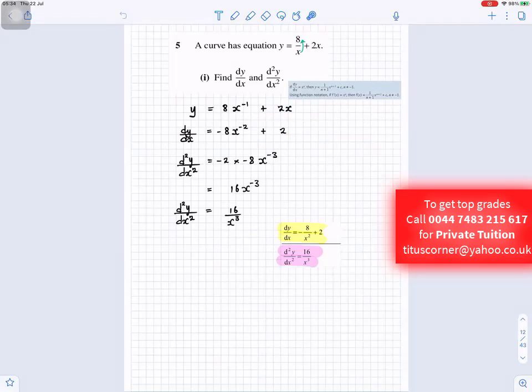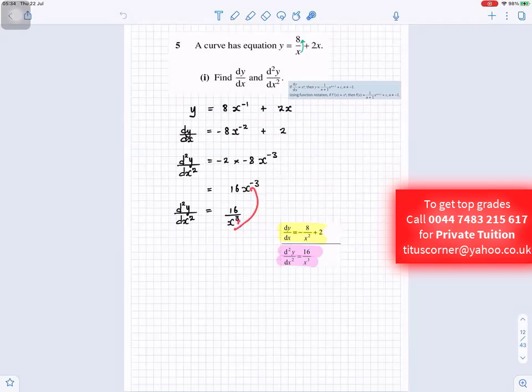So when you differentiate 8x to the minus 1, the minus 1 comes in front, it becomes minus 8, and then minus 1 from the power gives x to the minus 2. When you differentiate the second time, d squared y over dx squared, minus 2 comes to the front, so minus 2 times minus 8 gives you plus 16. Minus 2 minus 1 gives you minus 3. So 16x to the minus 3. And you differentiate 2, you get 0.